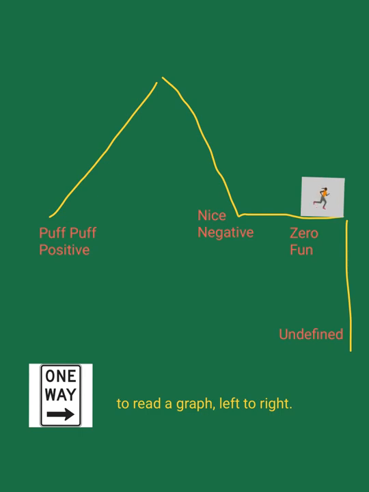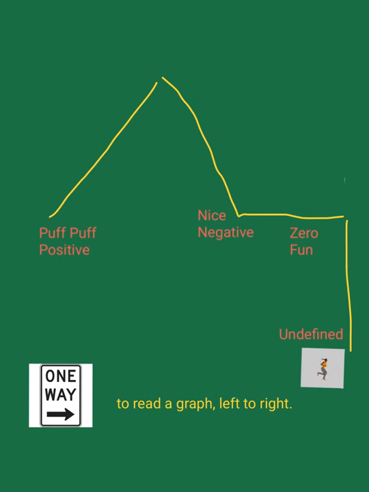Then, as my runner is running, she falls down a hole, and she yells, undefined. This part of the graph shows a vertical line, and a vertical line has a slope that's undefined.